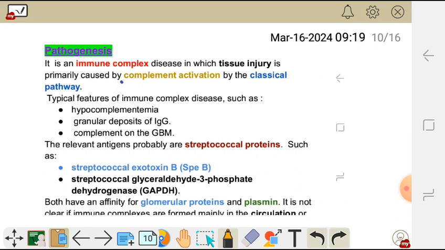So this antigen, since it is post-infection, is produced by these streptococcus bacteria. So these antigens are the streptococcal exotoxin B, and we also have streptococcal glyceraldehyde 3-phosphate dehydrogenase. So these are the two antigens which evoke this type of condition, where we have antibodies formed against these antigens, and they get deposited in the GBM, in the glomerular basement membrane.